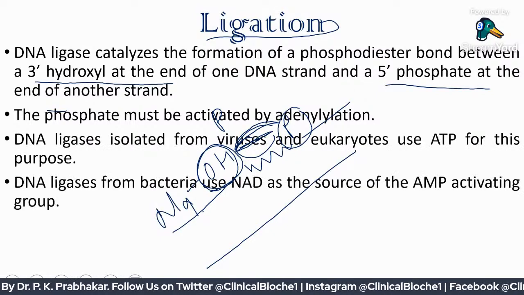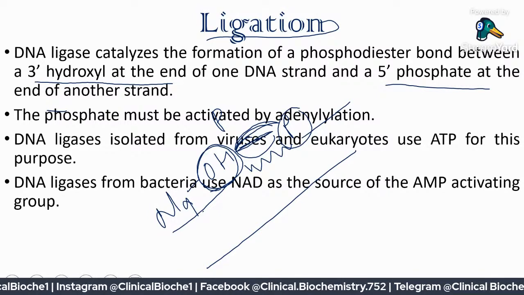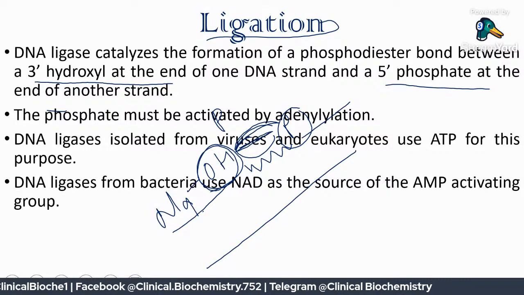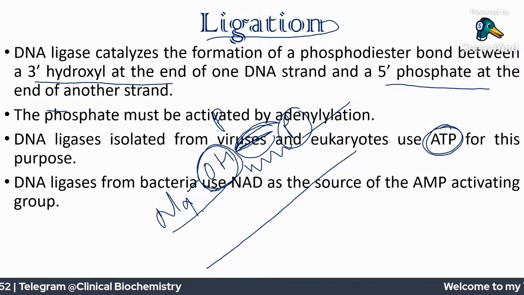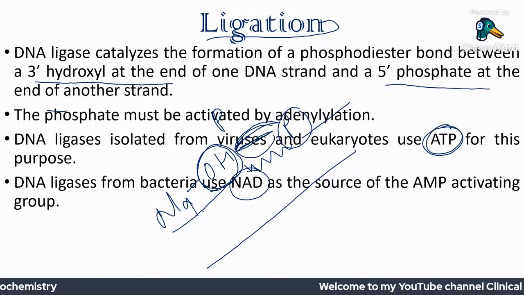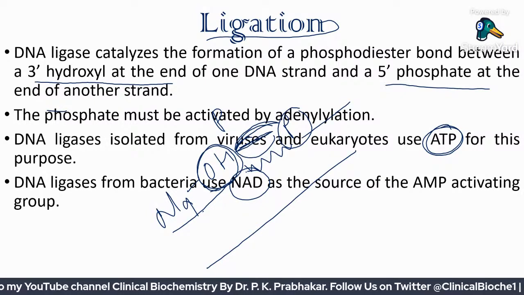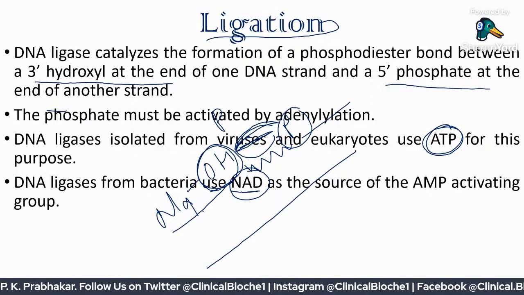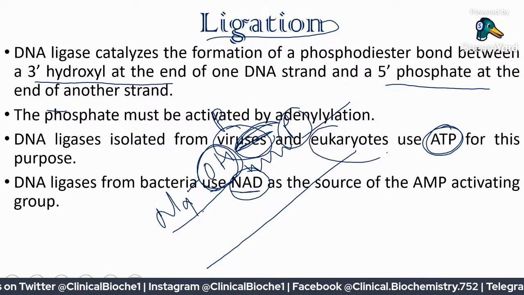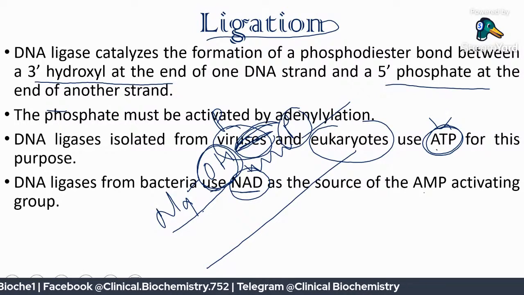This ligation reaction occurs in three different stages, and we have two different types of ligase enzyme. One kind uses ATP as a source substrate, and the other uses NAD molecule. Remember, write this down in your notebook. The DNA ligase purified from bacteria uses NAD, nicotinamide adenine dinucleotide. And the DNA ligase we purify from virus and eukaryotic cells uses ATP. Where they use ATP and where they use NAD.